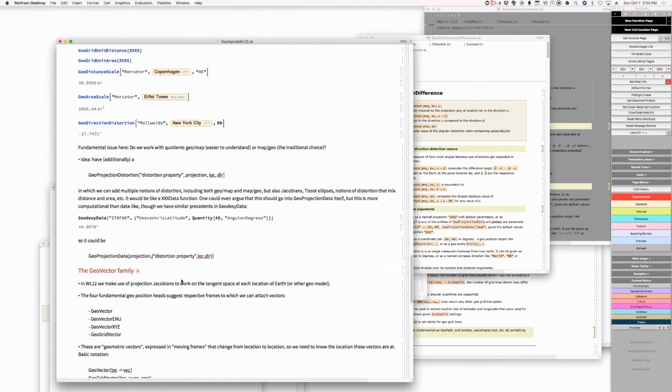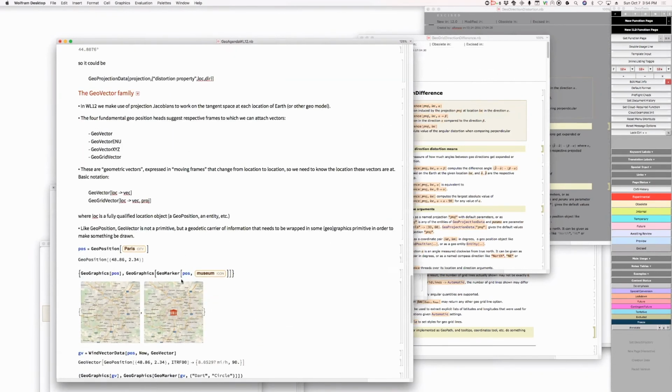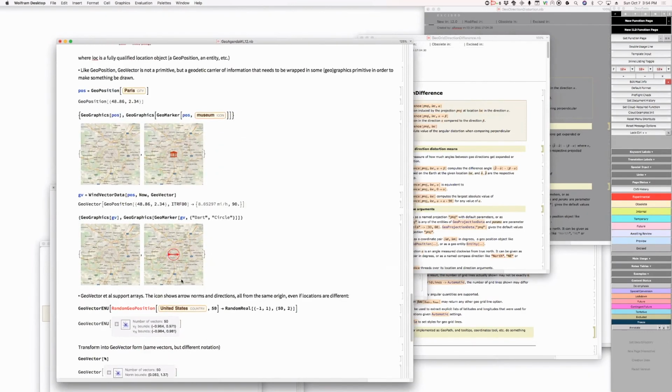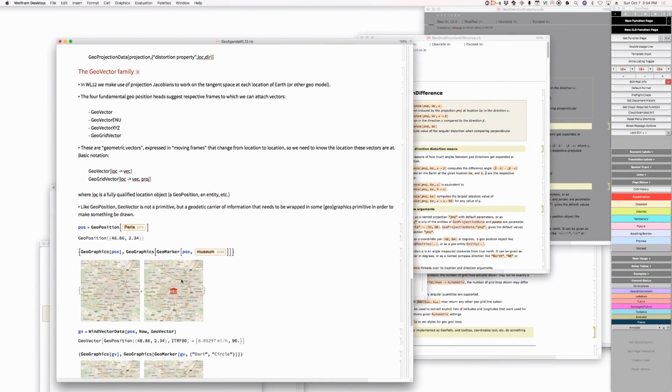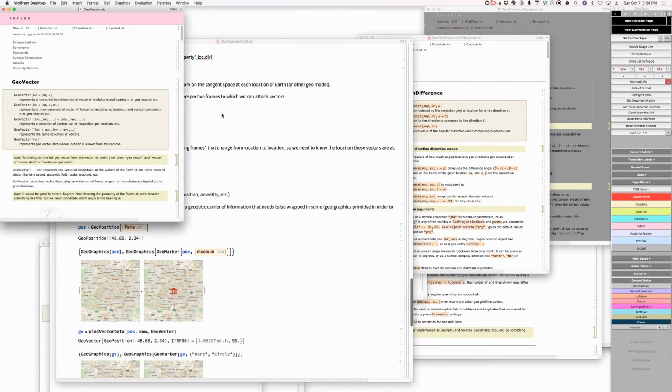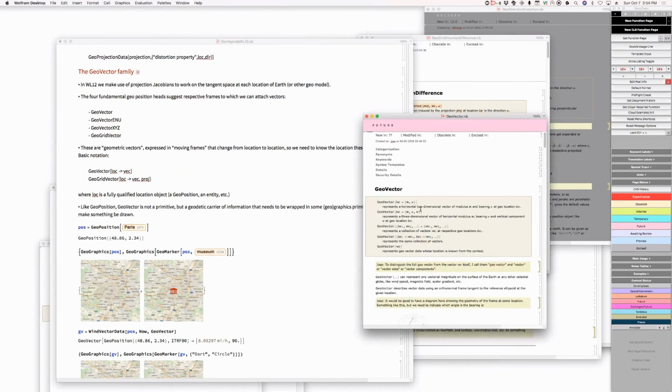and then we have the vector families, the vector objects. So these are like cousins of geopositions, and they have exactly the same structure. Like the four geoposition objects, so they are the four geovector objects. And because they are geometric vectors, they always need to know where they are. So the structure is location arrow vector. And a vector is specified as length M, bearing alpha.